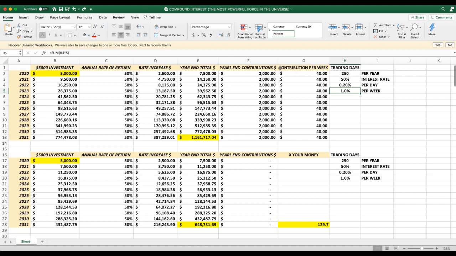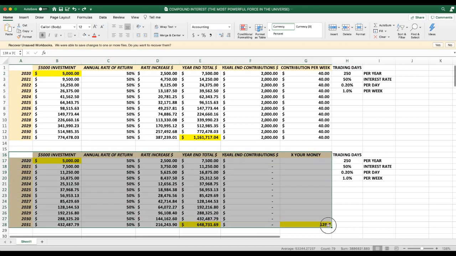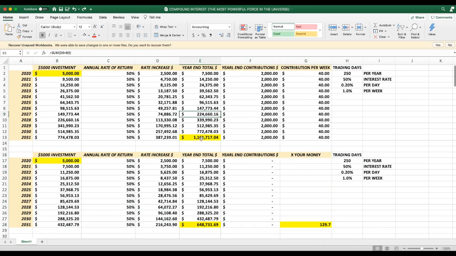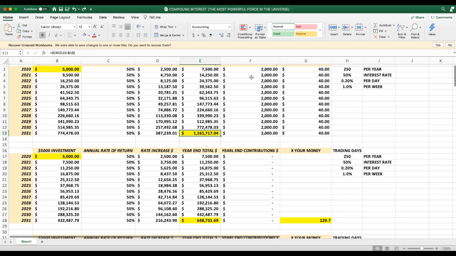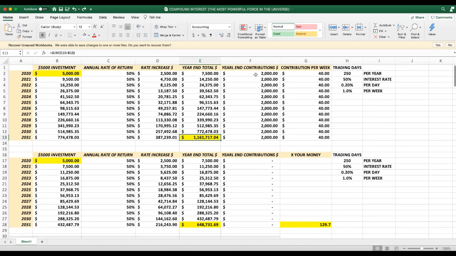But you can see, this is based on adding contributions. You may not do that, and that would be the second set. But anyway, we'll get into the first set. By 2031, if you put $5,000 in, you can make $1 million if you add 2,000 every year to your account and you generate 50%.